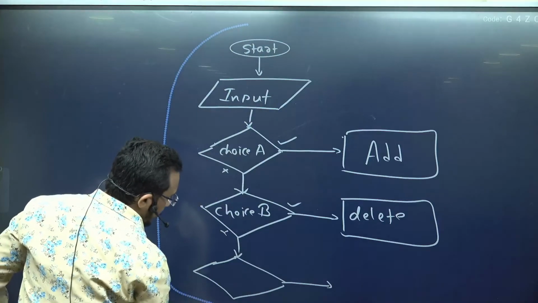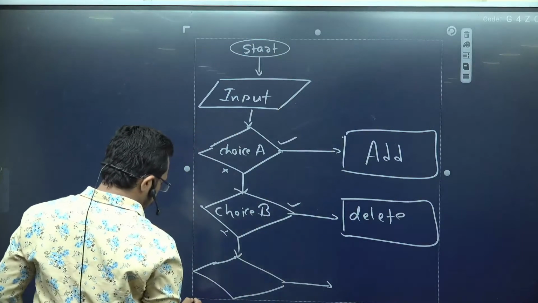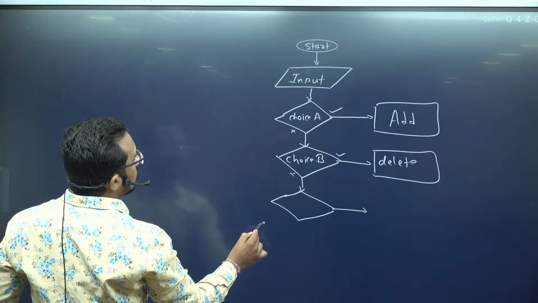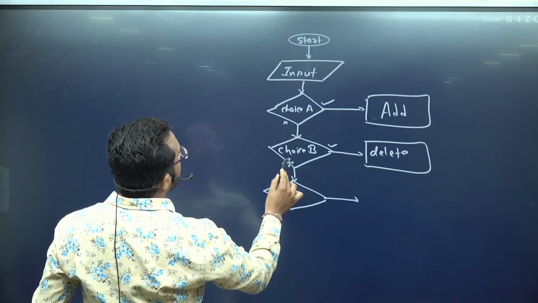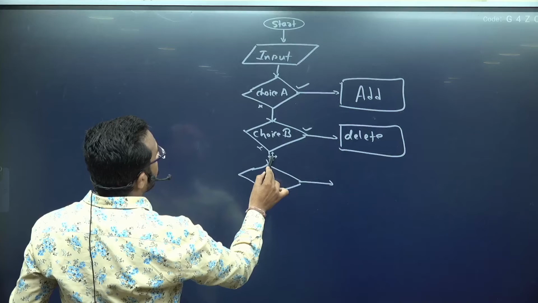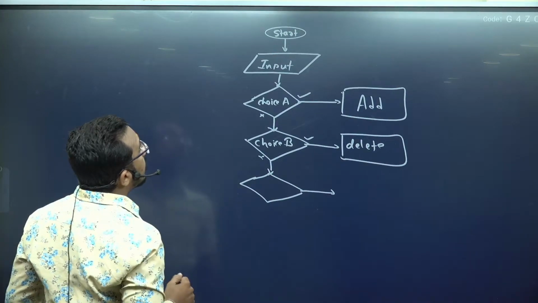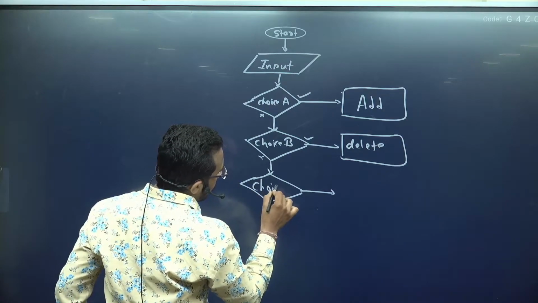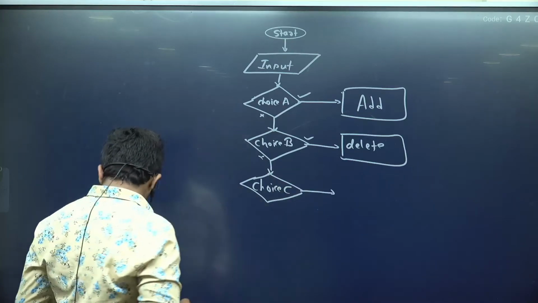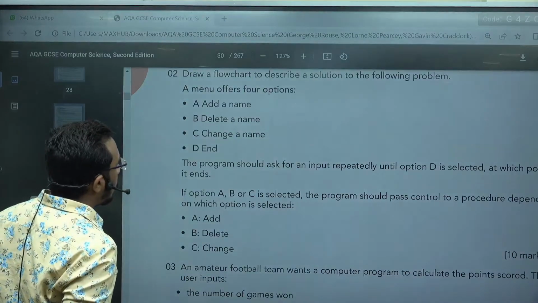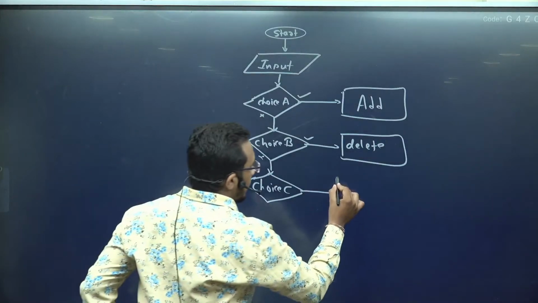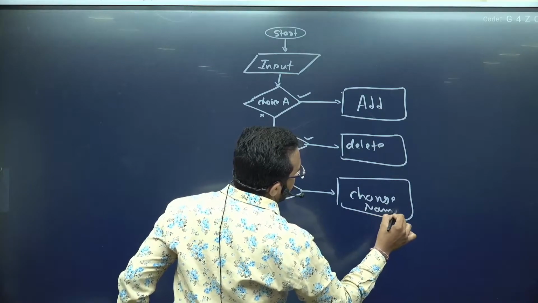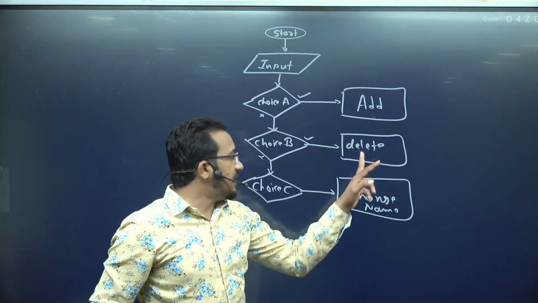It's getting bigger. Yeah, option C. Let's say choice C. It is for change a name. So let's say change name. Okay, so it's for adding a name, deleting a name, and changing a name.